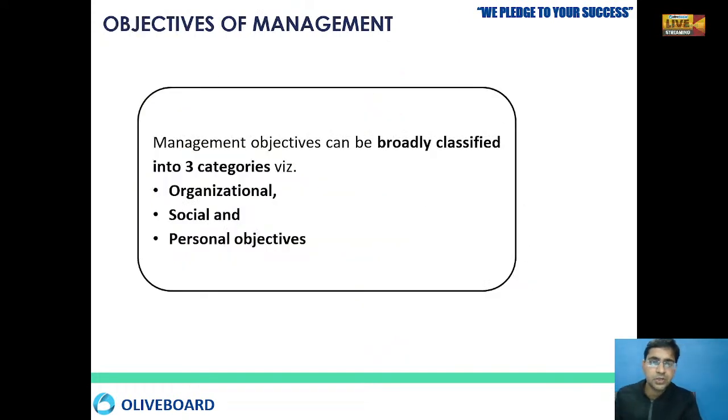So the objectives of management are classified under three categories. Management has organizational objectives, social objectives, and personal objectives. Organizational is totally professional. Social is about how we are dealing with people in the social environment, and the third one is very personal, that is the personal objective.